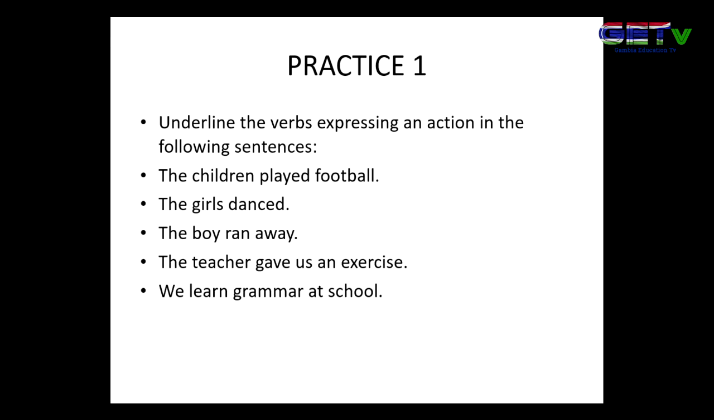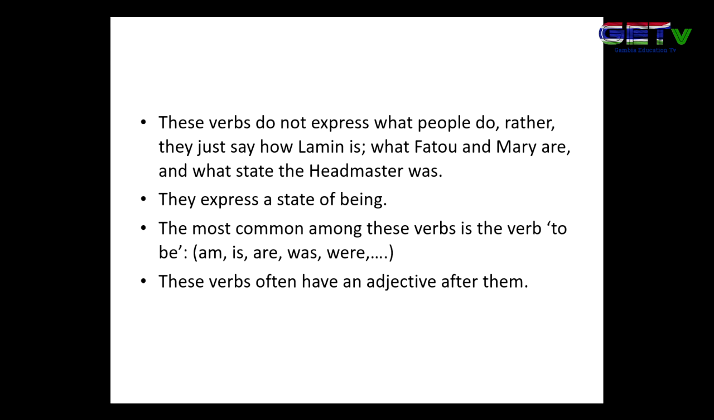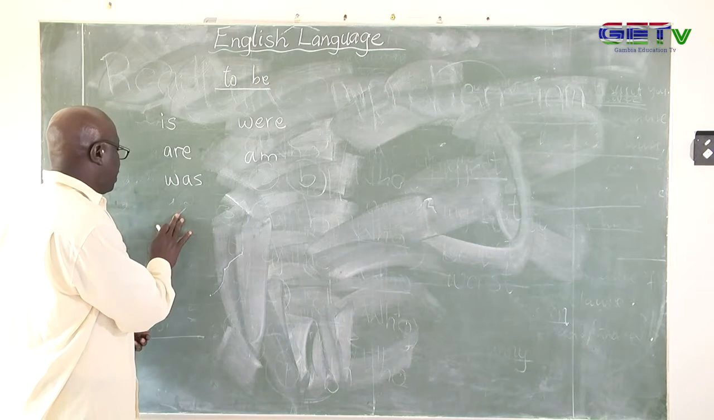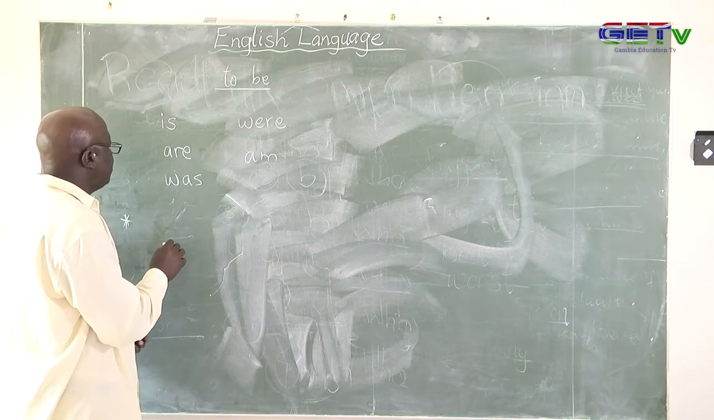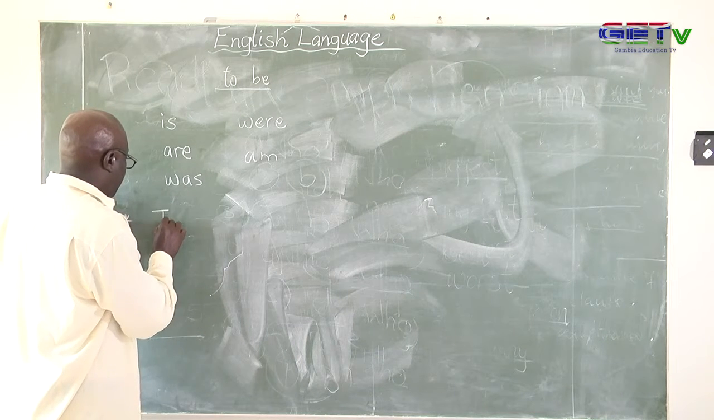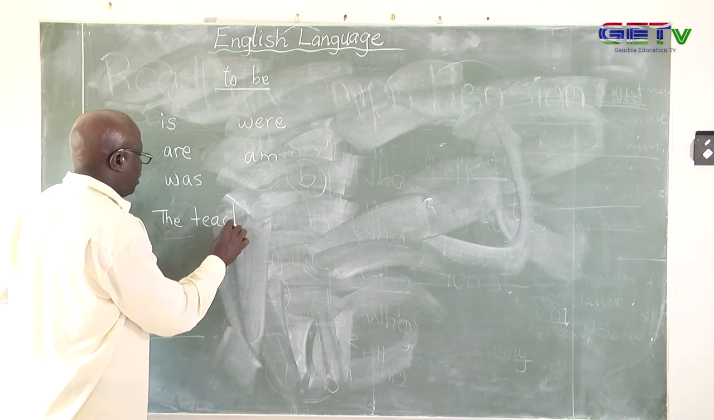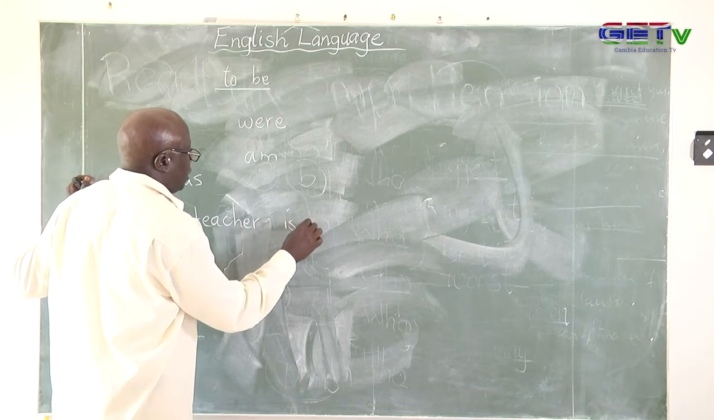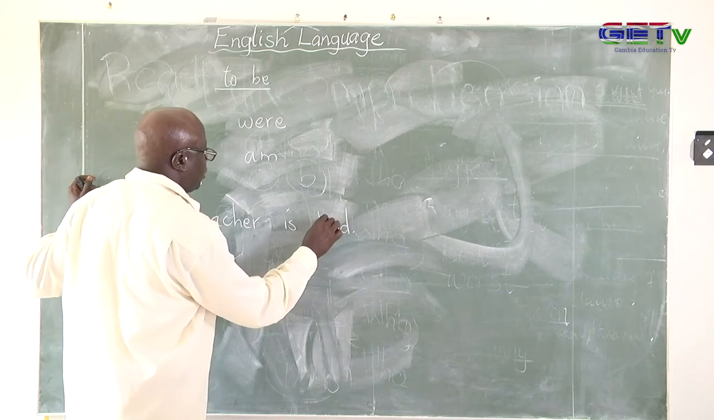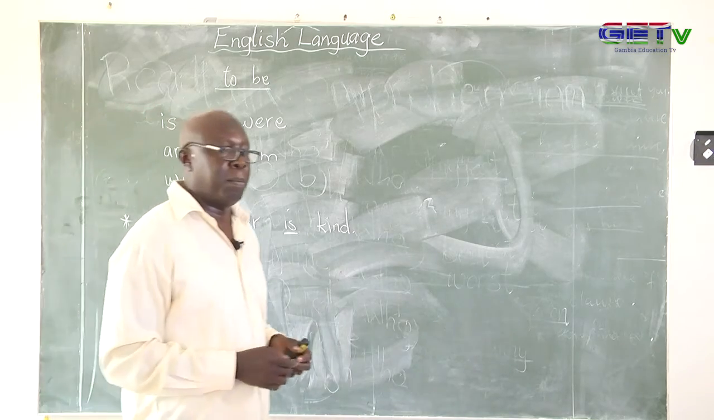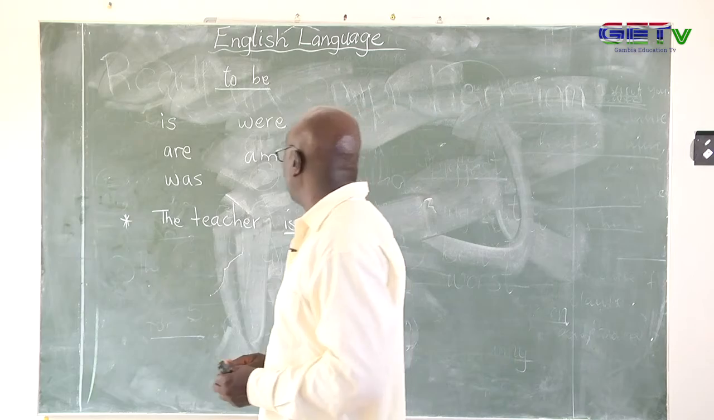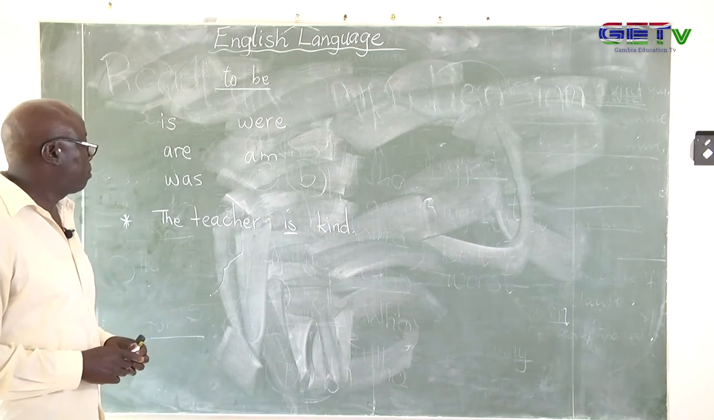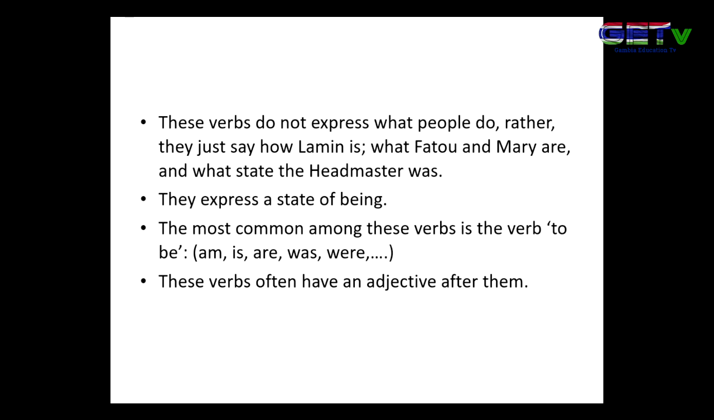But before that, let's go back a little bit. Is, are, was, were are from the verb to be, and most of the time, they have an adjective after them. For example, you can say, the teacher is kind to his students. The verb in the sentence is "is." And this is followed by this.